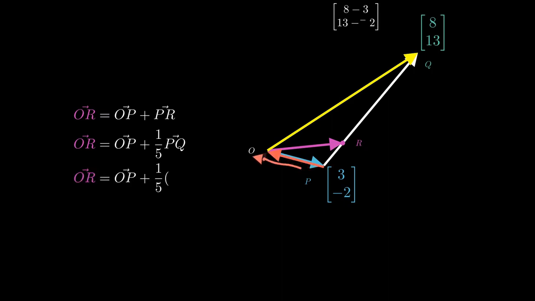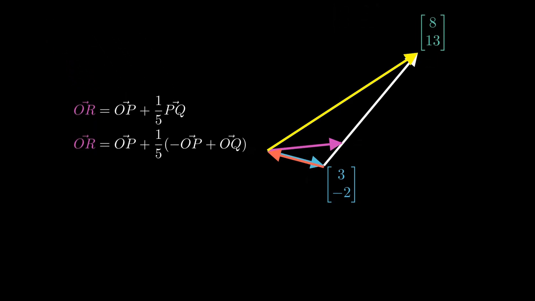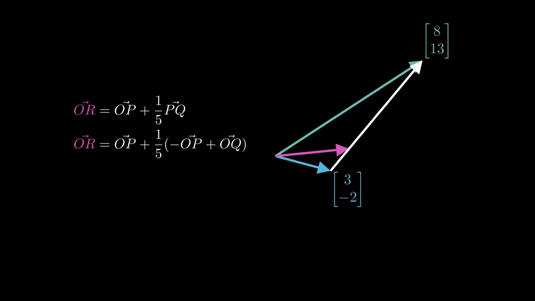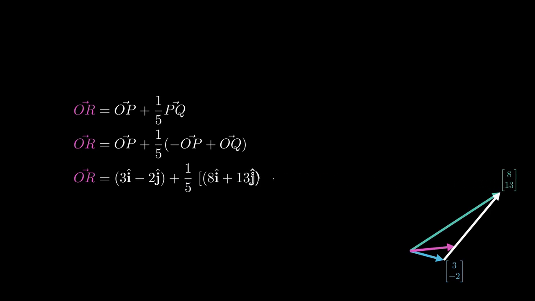All right, so we put that in: negative OP plus OQ. And we know those things, so we just have to put the numbers in now. There's OP. Actually, I put the OQ first, and then I'm subtracting the OP. Just switch the order there.